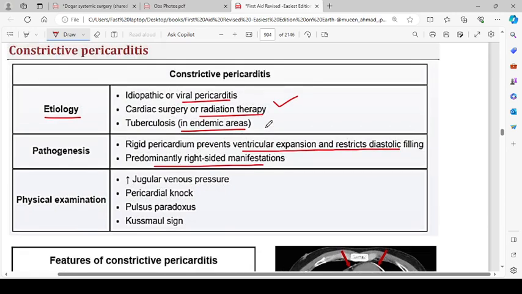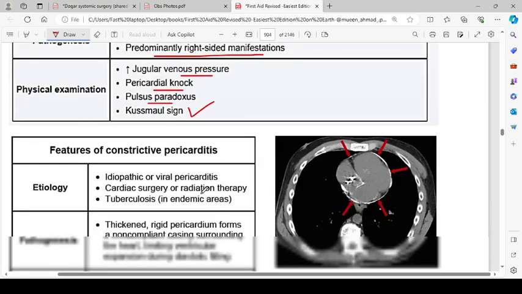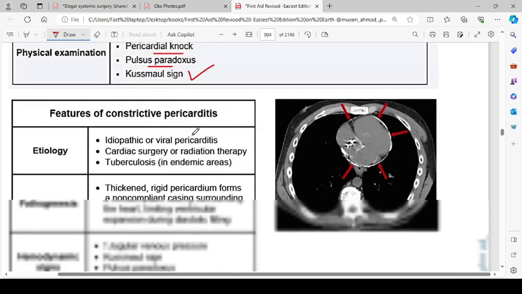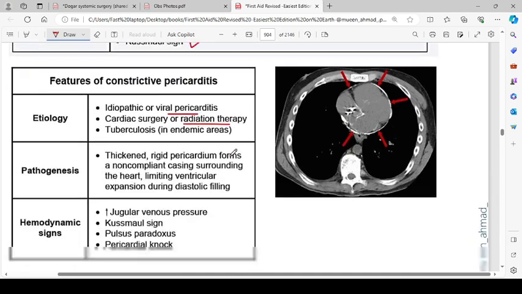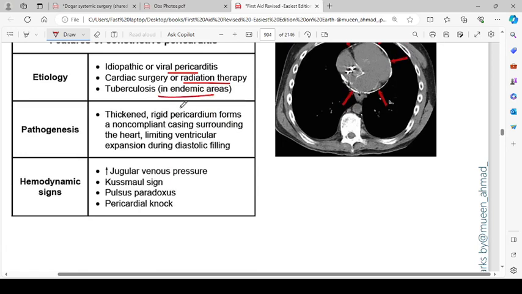Then we have physical examination. So because the right side is affected more, there is increased jugular venous pressure, pericardial knock, pulsus paradoxus, and Kussmaul sign. What are the features of constrictive pericarditis? So idiopathic or viral pericarditis is the etiology, cardiac surgery or radiation therapy, and tuberculosis in the endemic areas.